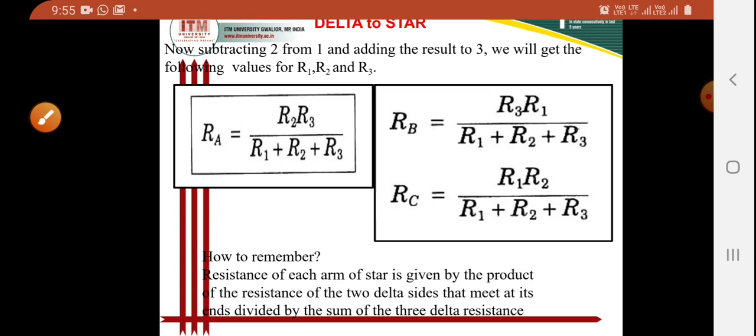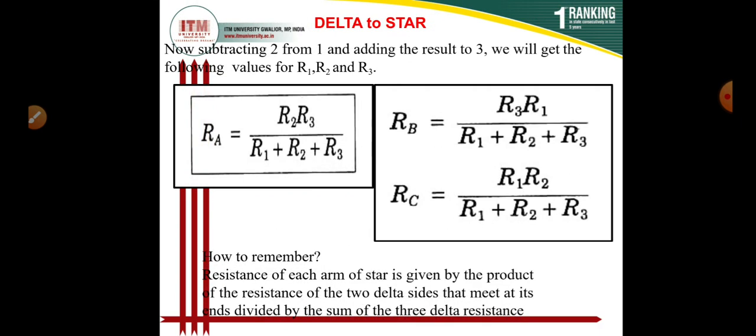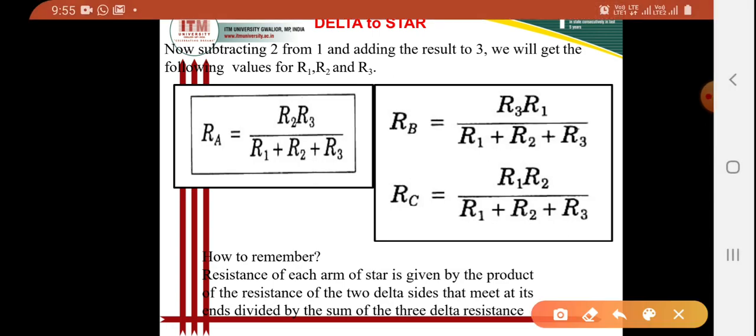Clear? So what is our aim? In this slide we are considering the three equations, subtracting equation 2 from 1 and adding the result with equation 3, so we are able to find the values for RA, RB and RC. This is the delta to star conversion, that means I am now expressing the resistances in the form of star values, RA, RB and RC.